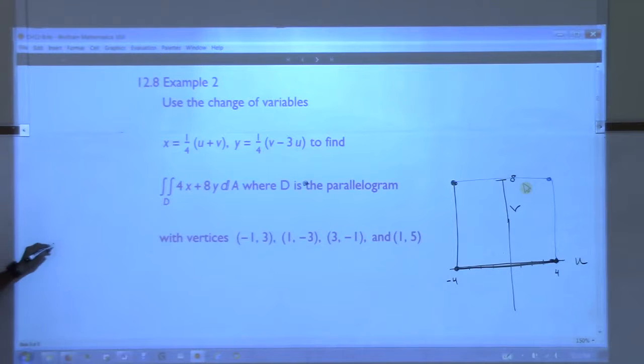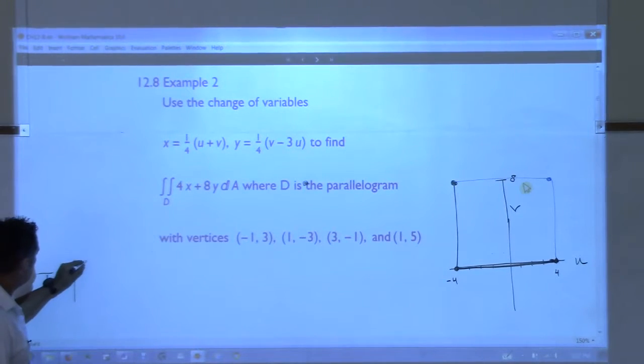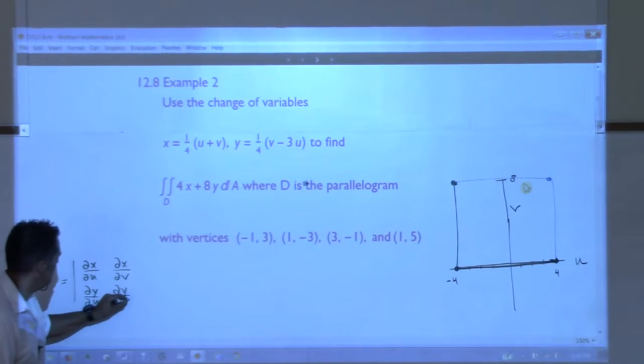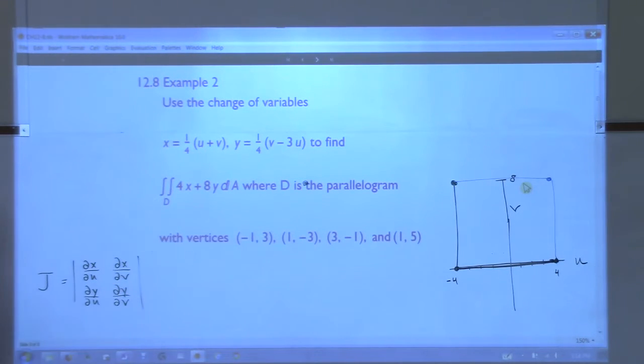Okay, so what's the Jacobian? I'm going to call it capital J. That would be, we need to do, remind you, it's partial x with respect to u, partial x with respect to v, partial y with respect to u, partial y with respect to v, and then we do the determinant, right? So what is the partial of x with respect to u?